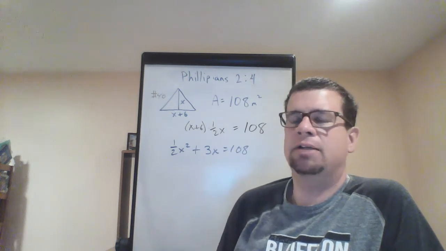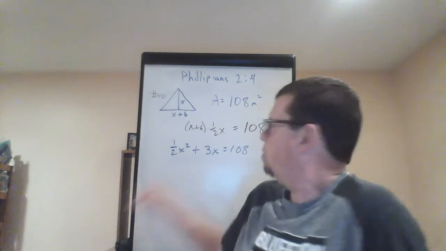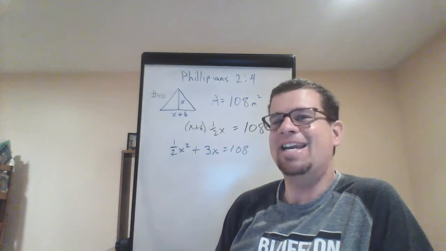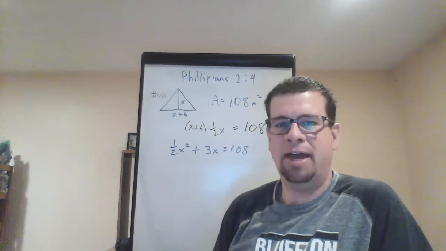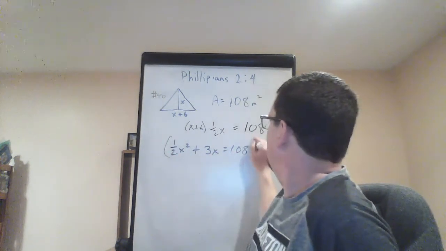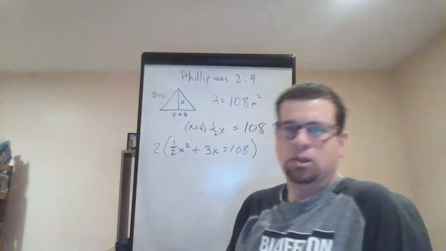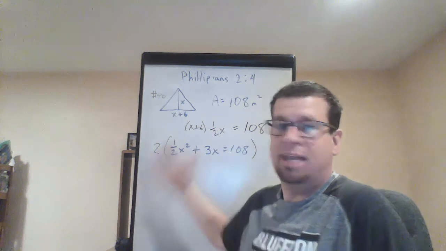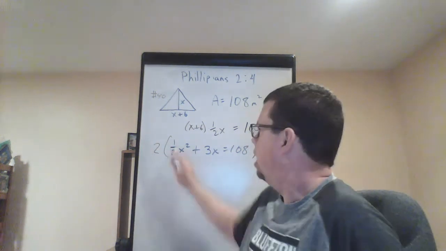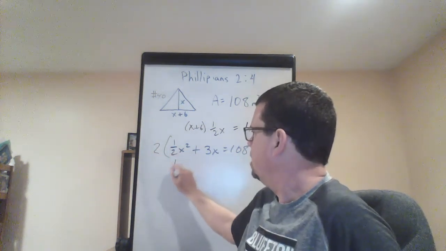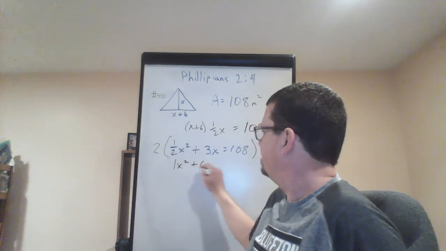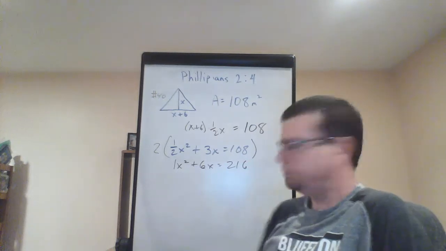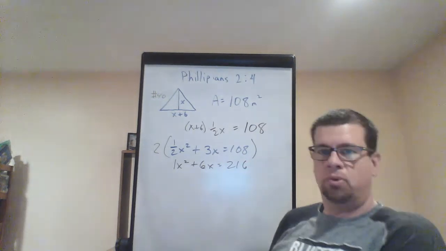One of the things I neglected to mention in the notes was you can't complete the square if this is anything other than 1. Right now that's a 1/2. I need to get that to 1. How can I do that? Well, I could divide by 1/2. But another way to look at that is I could just double it, because 1/2 times 2 is 1. And that's okay as long as I do it to everything. So now that gives me my 1x squared, and now that'll be 6x, and that will be 216.